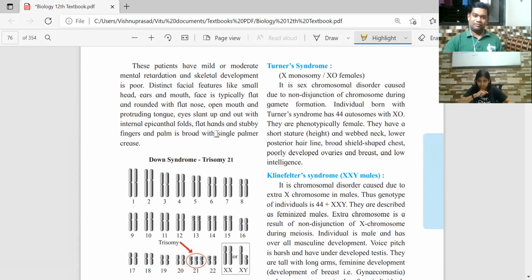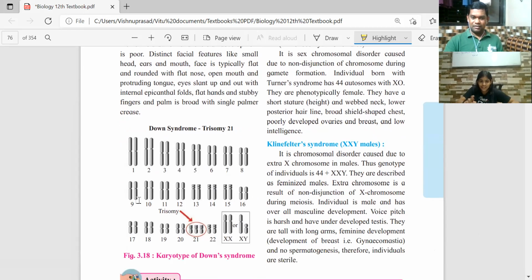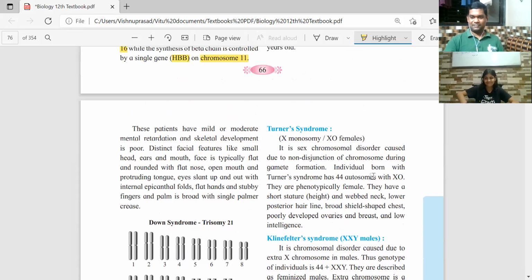Now, what are the symptoms in Down syndrome? Look at this photo of Down syndrome. This is the karyotype. Can you see there are 3 in the 21st chromosome? So an extra one has come. That is called trisomy. Rest everything is normal. Because of one extra chromosome, the symptoms, the disease, arises.